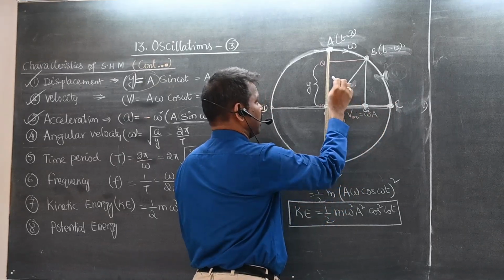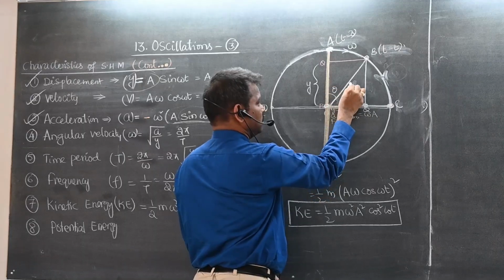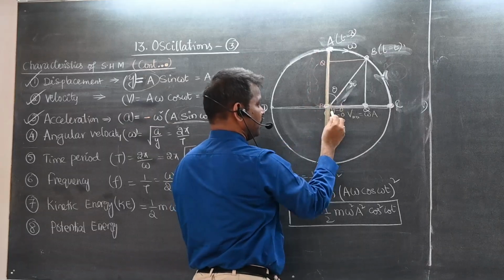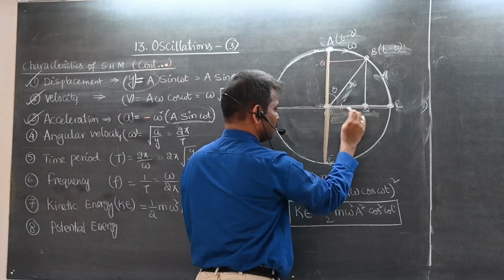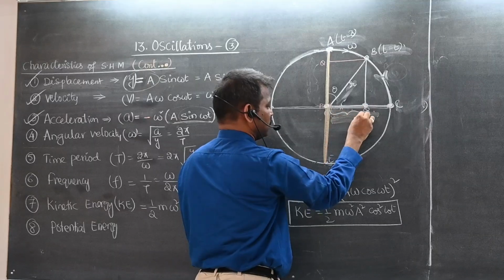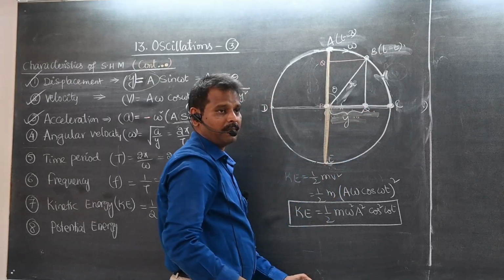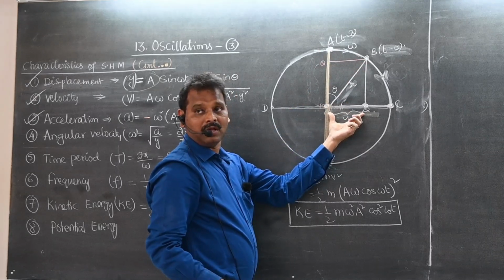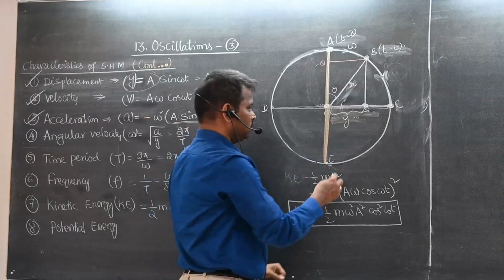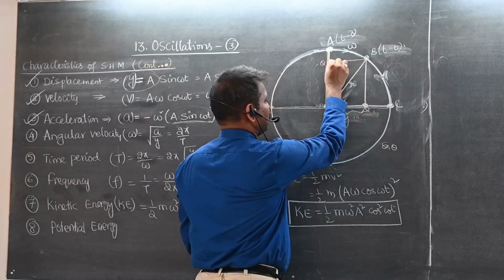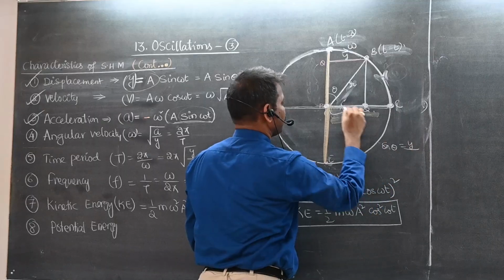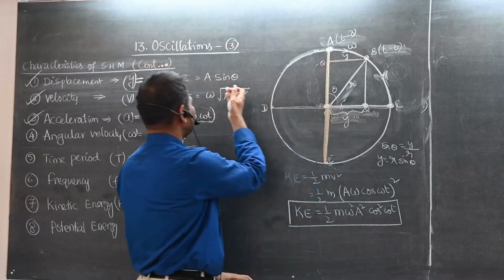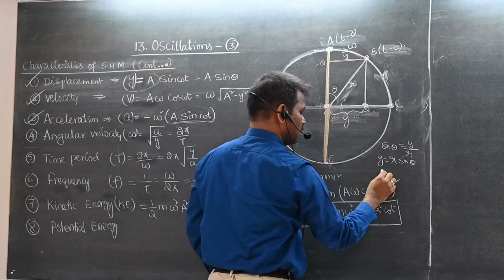Now this is not theta. From A to B, this is theta. What is the displacement? This is the displacement, right? The body reaching from here to here. So how to find this theta? This is the angular displacement, and within this angular displacement, this is the displacement of the particle. Then what is sin theta? This is y by r. So y is equal to r sin theta. I got the same equation. R is equal to A.